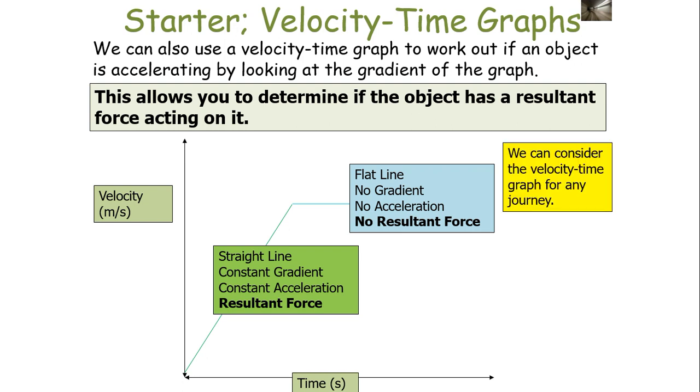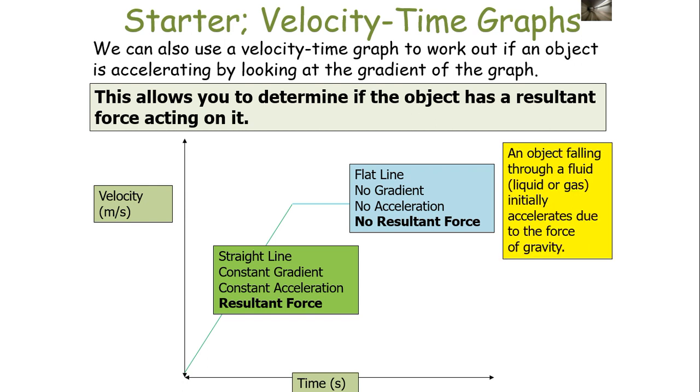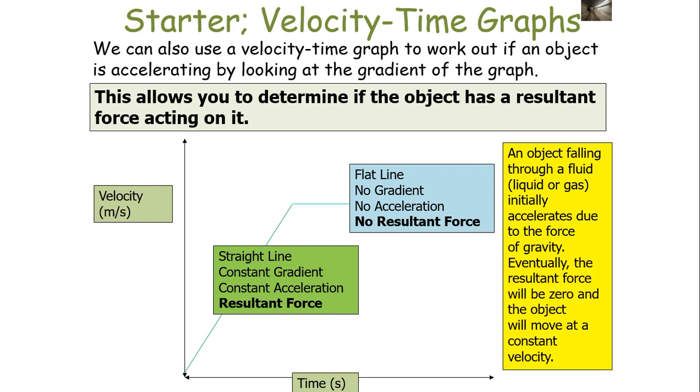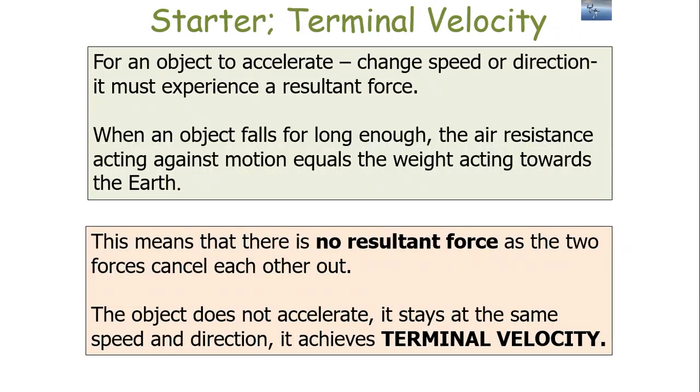Now we can consider the velocity time graph for any journey. But there's one specific journey that you must know the velocity time graph of, and that is of a fallen object. Because an object falling through a fluid, which is a liquid or a gas, so an object falling through water or an object falling through the air, initially accelerates due to the force of gravity, but eventually the resultant force acting on that object will equal zero, and the object will move at a constant velocity. Now we call that particular constant velocity a terminal velocity for a fallen object.